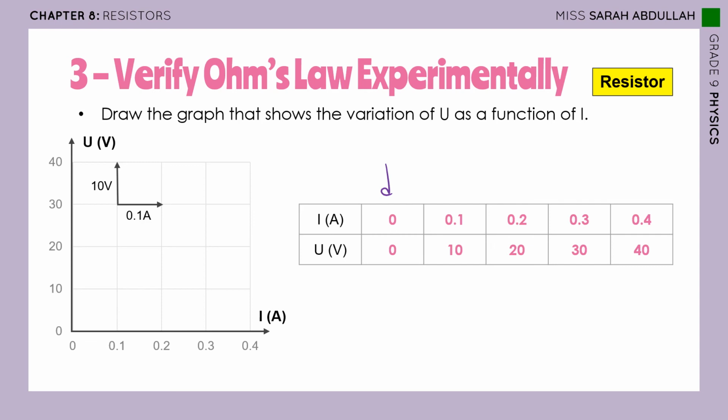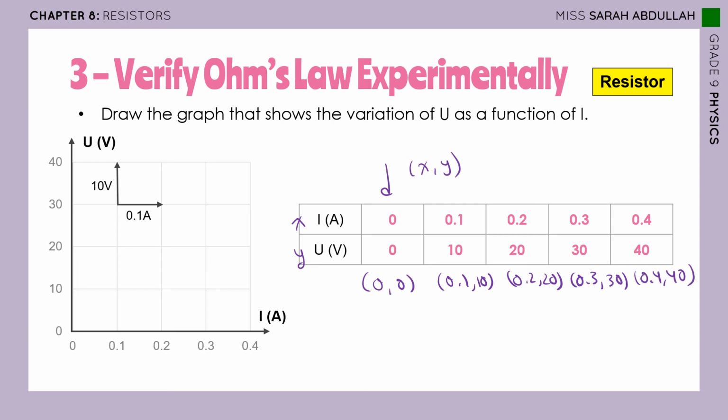So this is actually like the abscissa and ordinate, right? The I is the abscissa, the U is the ordinate. So I can simply write it down. We write abscissa, ordinate. Okay, so let's write it down. 0, 0, this is the first point. The second point is 0.1, 10. The third point, 0.2, 20. 0.3, 30 and 0.4, 40.